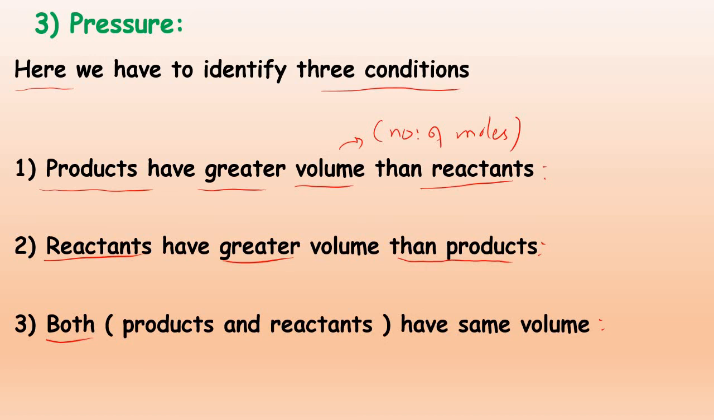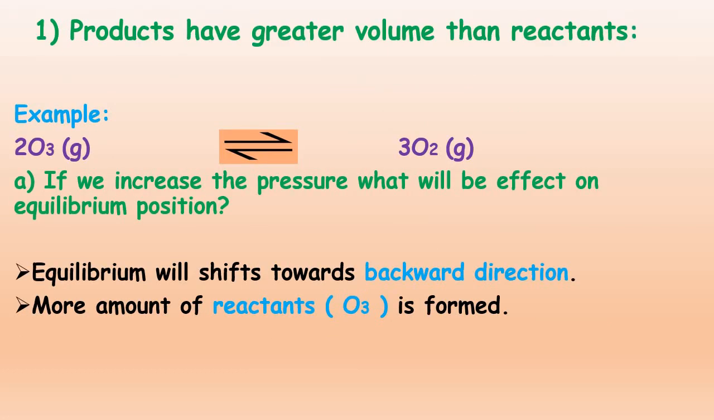Then how to answer? Look at the next slide. Suppose, for example, the products have greater volume than the reactants. This is the first possibility. Look here, the reactants have the mole ratio, that is the number of moles or volume, of 2, but here at the product side this is 3, right? So products have a greater volume or more number of moles as compared to reactants.